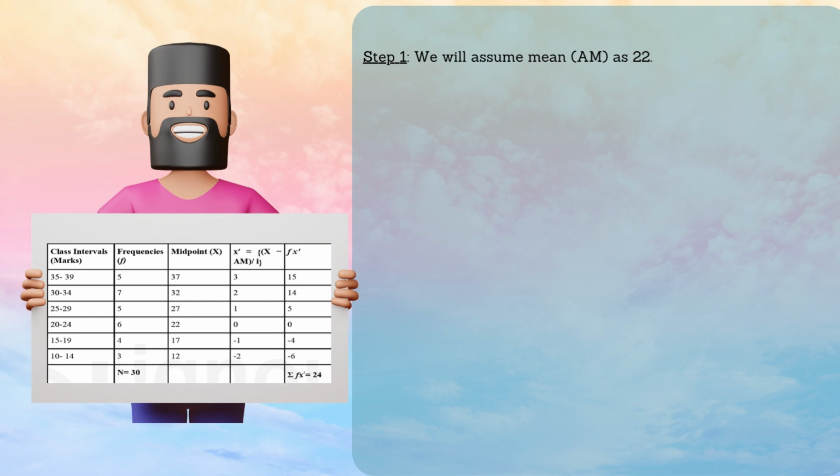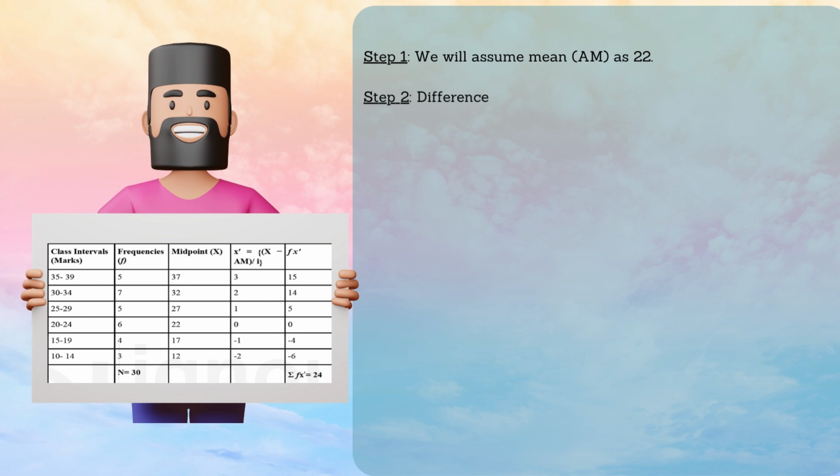You can see the assumed mean 22 is lying in the class interval 20 to 24, which is the midpoint of the class interval 20 to 24. You can assume 27 as well, you can assume 17 as well, but generally we assume at the middle of the distribution. So, let me take this example with the assumed mean as 22.